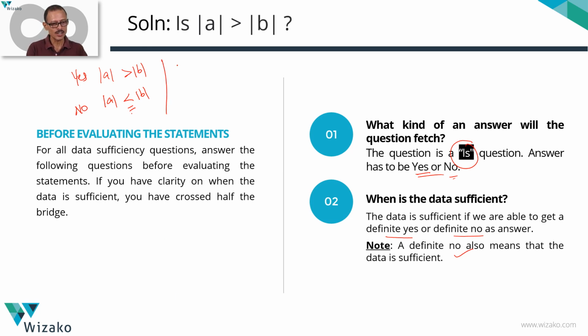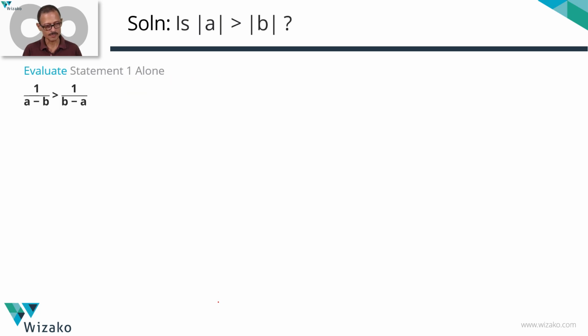When is the data not sufficient? The data is not sufficient when it's sometimes yes, sometimes no. Taking the information in the statement, if you're able to find one case where modulus of A is greater than modulus of B, and in another case you realize that modulus of A is not greater than modulus of B, then you'll say I'm not able to get a conclusive answer from this, and the data is not sufficient. With this, let's venture into statement 1.